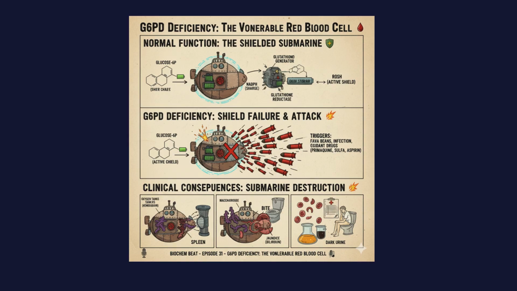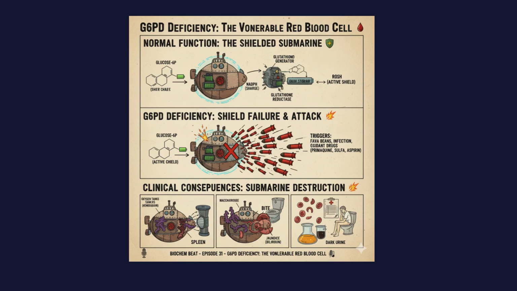Today we are focusing on a critical enzyme that protects your most numerous cells, the RBCs. We are discussing glucose 6 phosphate dehydrogenase deficiency, famously known as G6PD deficiency, the most common enzyme deficiency in the world. Think of RBCs as a submarine responsible for transporting oxygen.